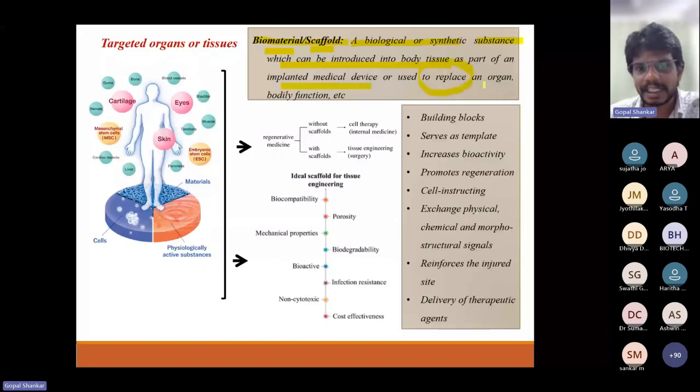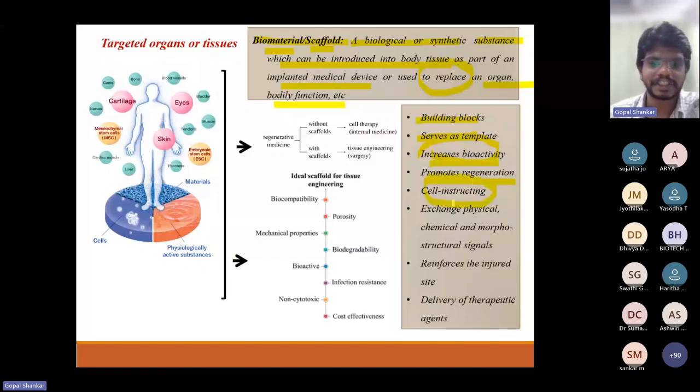So basically, these biomaterials will serve as building blocks. They will serve as a template so that new tissues can grow. They will increase the bioactivity at that particular point. And when there is an increase in bioactivity, obviously there will be an increase in regeneration. And when these biomaterials are there, they become osteoinductive, which means they will instruct the cells to do some kind of physical, chemical, and morphological exchange of signals. And when all this is happening, the damaged site is getting reinforced, which means it's getting repaired. And when you do all this simultaneously with the help of these biomaterials, you can also deliver therapeutic agents, that can be any kind of drug.